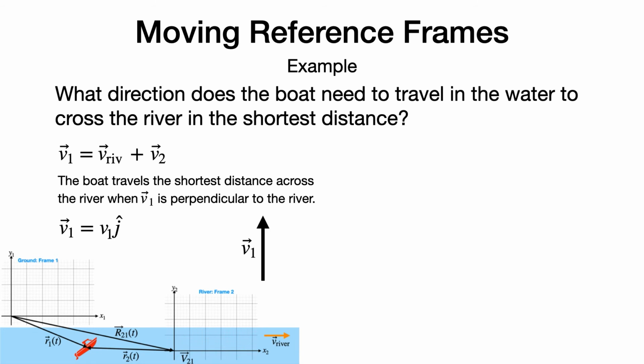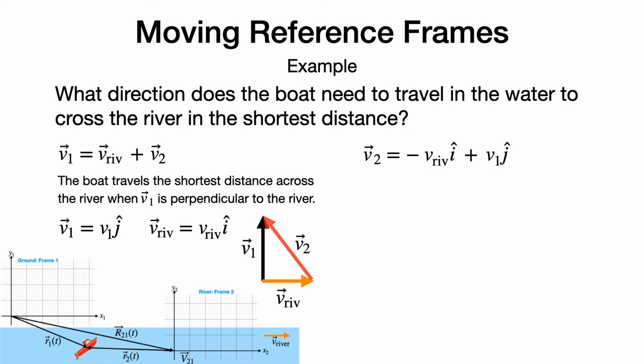Or, in more mathematical terms, our velocity 1, for the velocity of the boat relative to the ground, is going to be the speed of the boat relative to the ground in the j-hat direction. Now we know that the river is flowing with some speed, v river, in the i-hat direction. And so from our law of Galilean relativity, and just looking at the rules of simple vector addition, we see that the velocity of the boat as measured in frame 2 can be drawn by that red arrow in the figure.